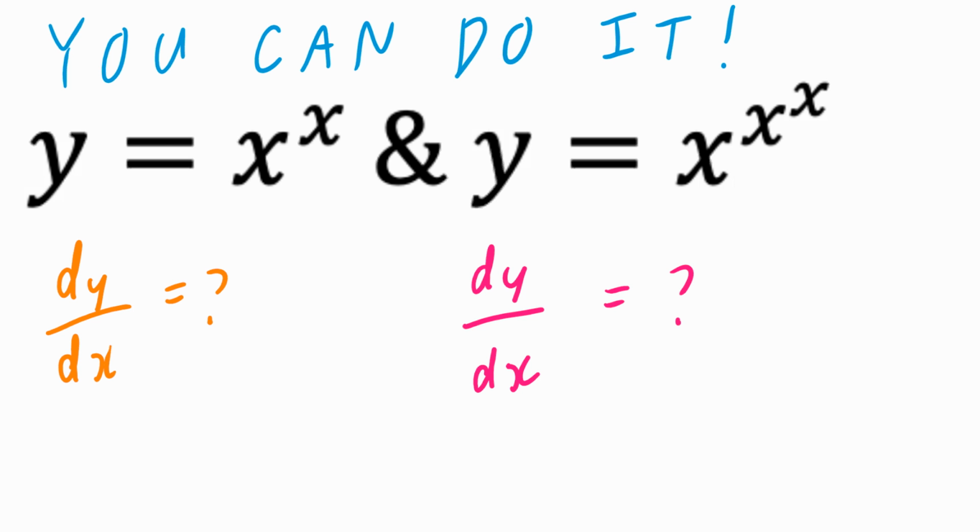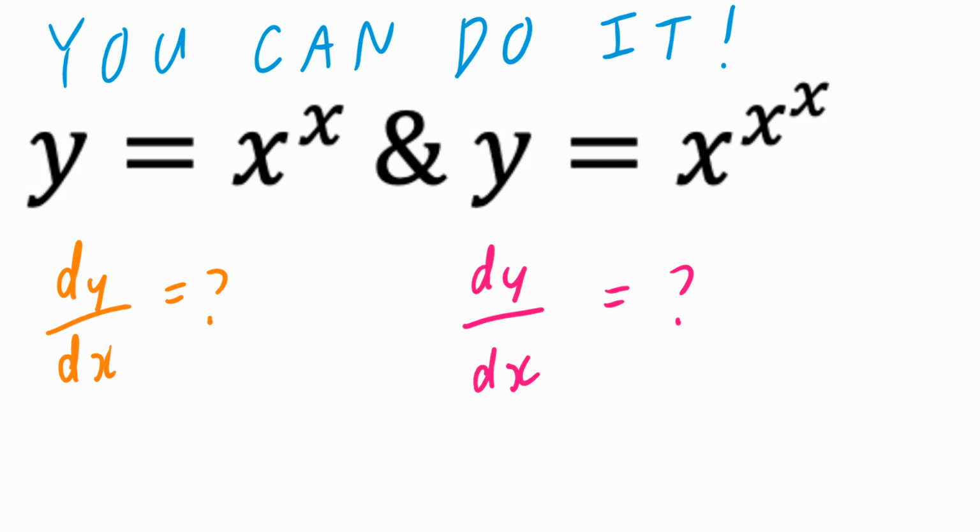Hi everyone, let's take a look at the following function. y equals x to the power of x and y equals x to the power of x to the power of x. The question here is to find the derivative, specifically dy by dx. So this is what we call logarithmic differentiation.